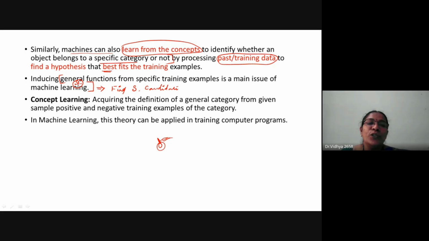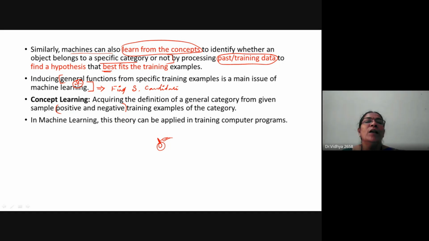Okay, those algorithms we will be discussing in our upcoming classes. So the main issue here is general functions. We are using general functions from specific training examples. Concept learning basically acquires the definition of a general category from a given sample. That sample may be either positive as well as negative. So that means a training example can be either positive or negative.